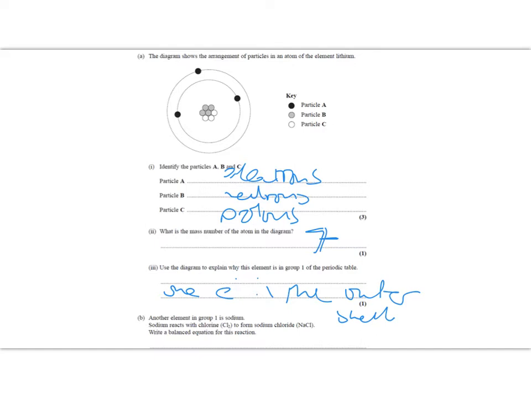Final question: write a balanced equation for the reaction of sodium with chlorine. So we've got sodium, Na, and we've got Cl2. Helpfully it tells us that it's Cl2. Other questions might not tell us it's Cl2, they might just say sodium reacts with chlorine. So you need to know that chlorine, which is in group 7, is a diatomic element, and obviously all the other elements in group 7 are also diatomic. So sodium reacts with Cl2 to form sodium chloride.